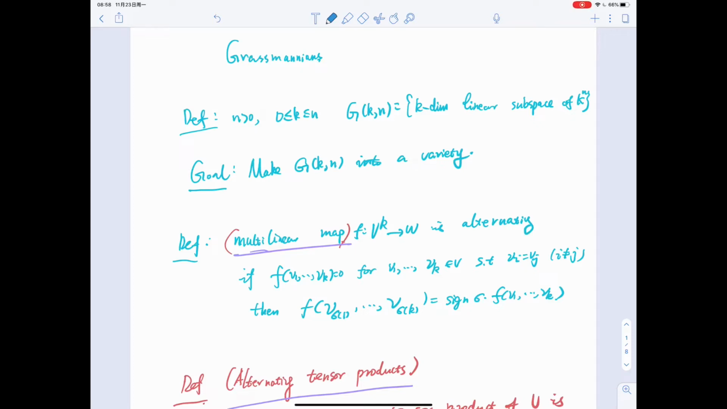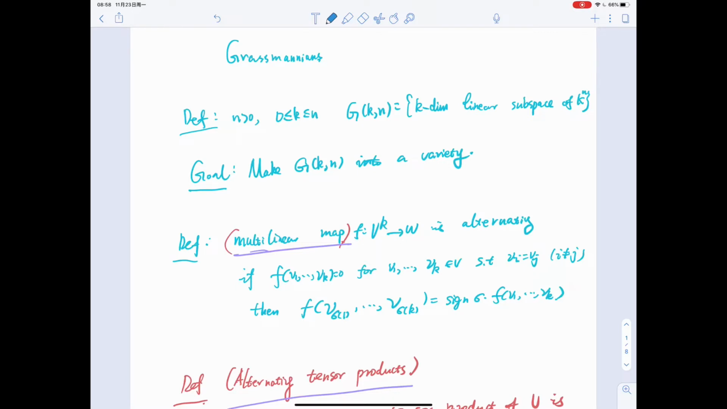In this lecture, we construct an interesting and useful class of examples, which is the Grassmannian. Let n be greater than 0 and k in the interval from 0 to n. We denote G(k,n), which is the set of dimension k linear subspaces of K^n. It is called the Grassmannian of k-planes in K^n. Our goal is to make G(k,n) into a variety. It is even a projective variety in a natural way.